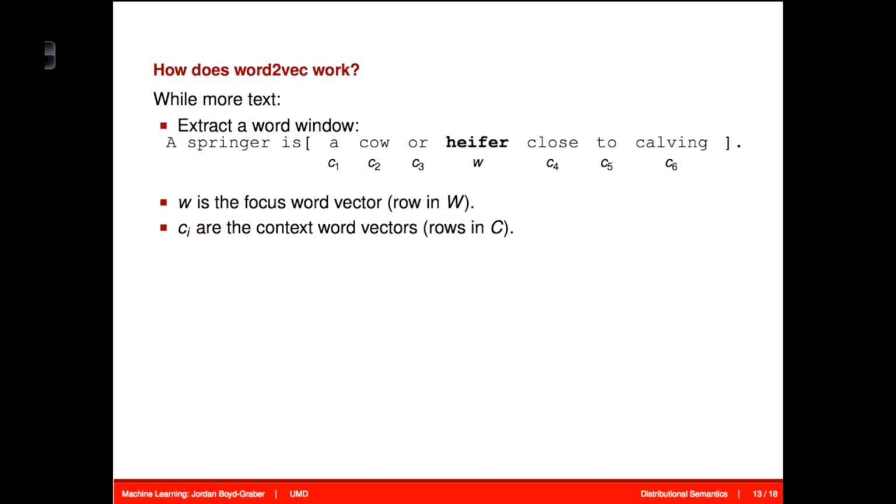So how does Word2Vec work? Like many of the algorithms that we've talked about, it's an iterative algorithm. It's doing something a lot like stochastic gradient descent, taking one example at a time. So let's say that a sentence comes in, and our target word is the word heifer. We want to update the representation for this word. And all the words around it are the context words. We're going to use those representations to update our target word representation for heifer.